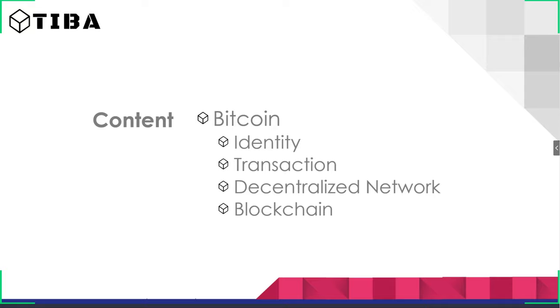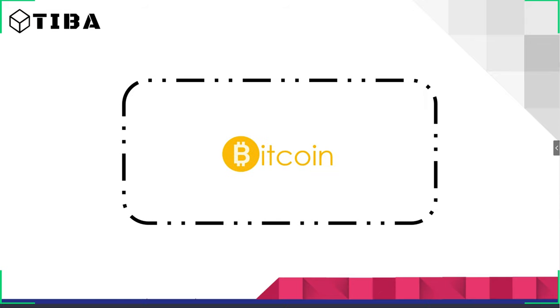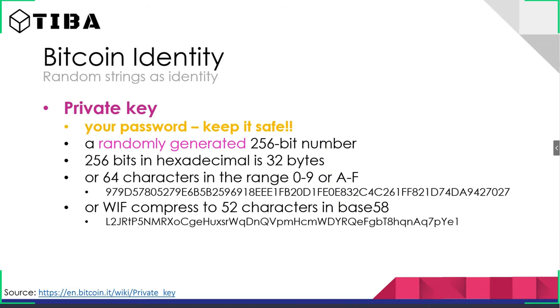Being a digital currency itself is not that impressive, right? What's impressive is that Bitcoin was able to do it in a decentralized way. We're going to talk about how Bitcoin made that happen. And then lastly, we're going to talk about the Bitcoin blockchain. We'll summarize the three things above and then give you a big picture of how Bitcoin works. So the first thing is Bitcoin identity.